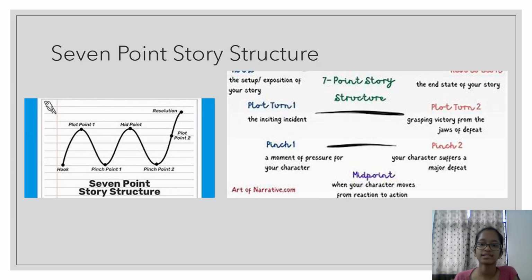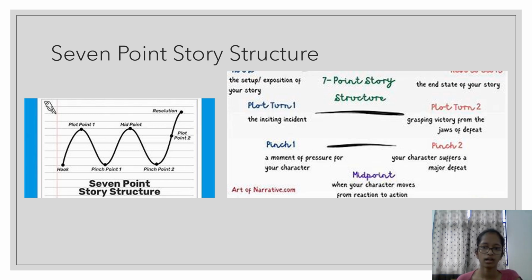Now let's understand the 7-point story structure. So as the name suggests, there are 7 points in the structure. First of all, you have the hook. This is the setup or exposition of a story. Then the plot point 1. This is the inciting incident. Then pinch 1, which is a movement of pressure for your protagonist or character.